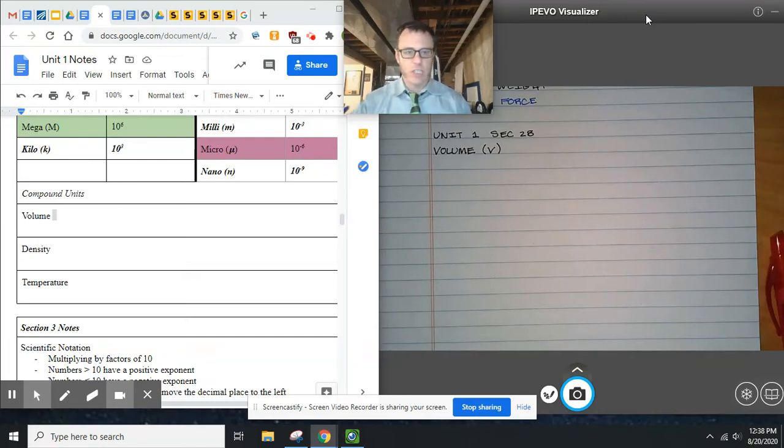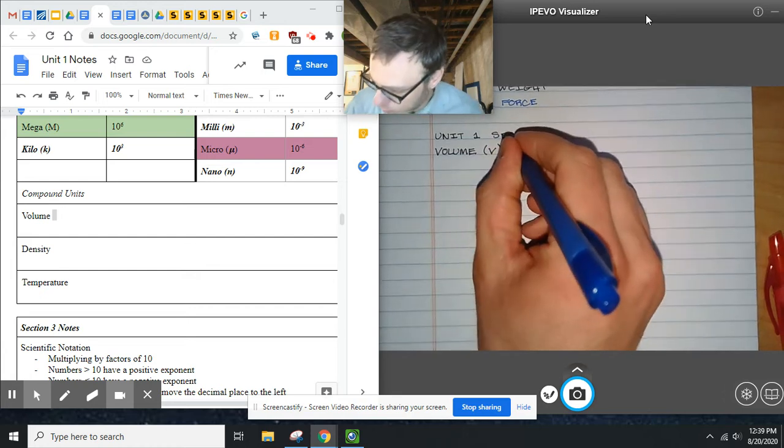All right, guys, there's a section B because there's something called compound units, and compound units utilize those units we've covered already, like length, time, amount, all that stuff. And there's a ton of compound units out there. We're going to go over these three. Now, temperature is slightly different. We're going to talk about that for a moment, but volume.